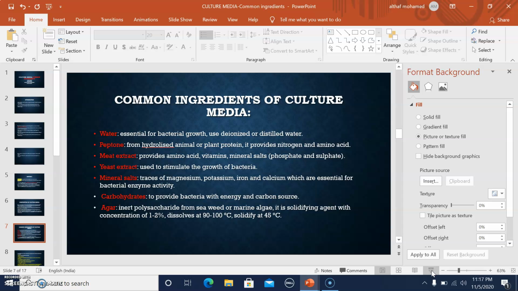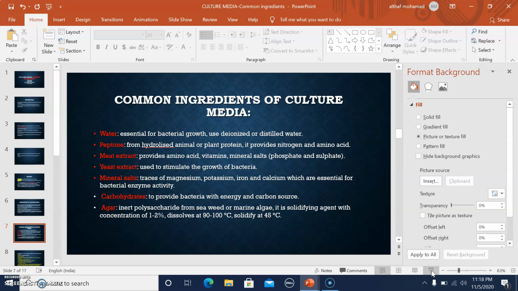Now coming to the common ingredients in culture media. First one is water. Water is essential for bacterial growth, and deionized or distilled water is used. Next is peptone. Peptone can be obtained from hydrolyzed animal or plant proteins and it provides nitrogen and amino acids. Next is meat extract. It may provide amino acids, vitamins, mineral salts, that is phosphate and sulfate.